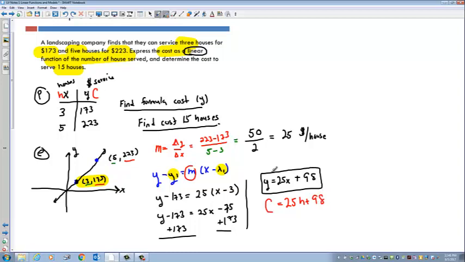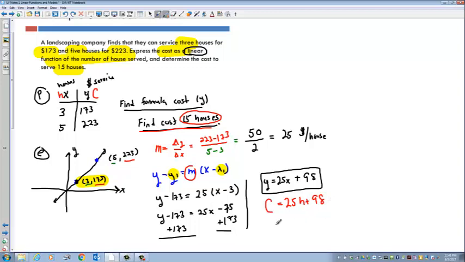So when you come to the next part of the problem, which is find the cost of 15 houses, all you need to do is say, okay, where do you plug in 15? Do you plug it in for C or H? And the answer is basically obvious. You plug it in for H because it's the number of houses.